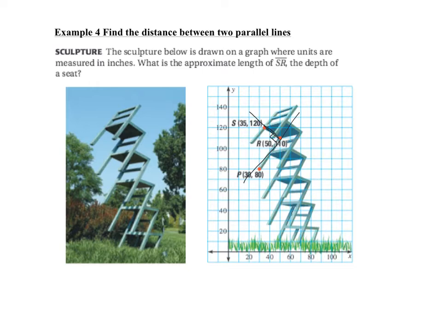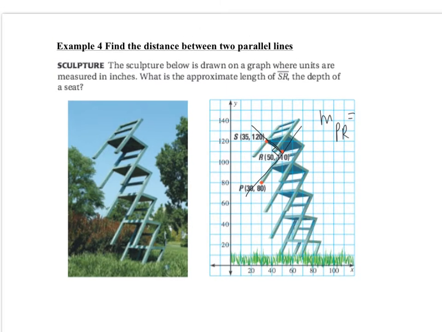So we're going to find the slope of PR. We take 110 minus 80 over minus 30. It's 30 over 20, which is 3/2.